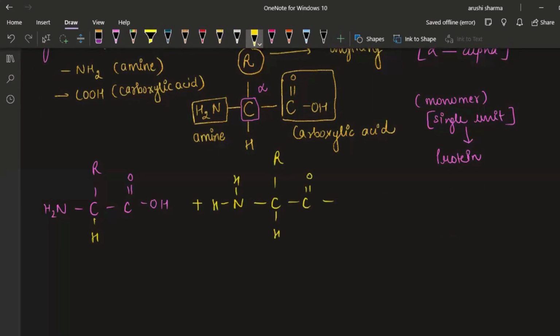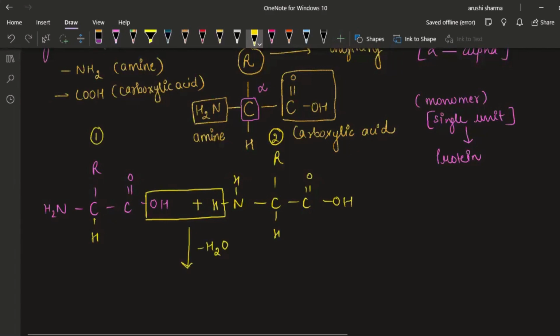So now you have to observe it very carefully, Tia. You can see this is one amino acid and this is another amino acid, right? I have used two of them. So what happens is that when they combine together, the OH from this carboxylic acid and the H from this amine group are eliminated in the form of a water molecule.